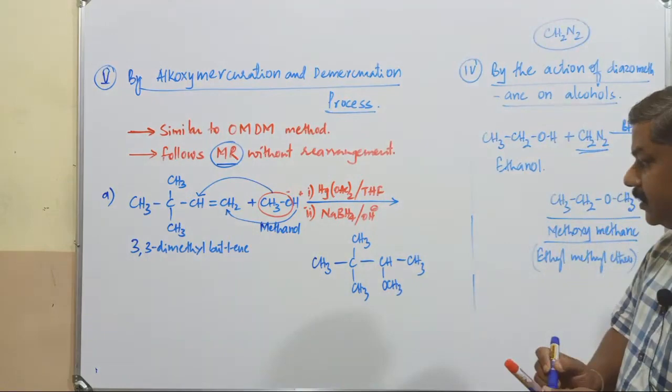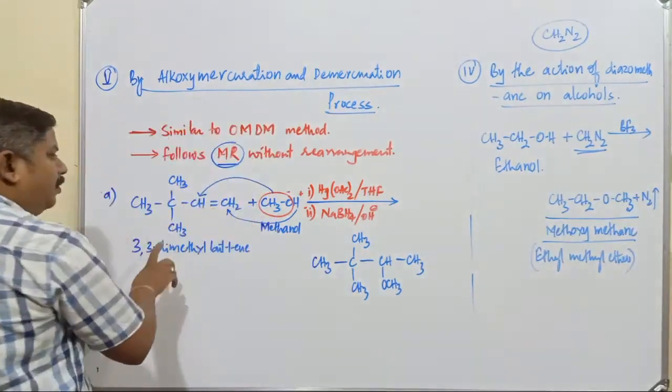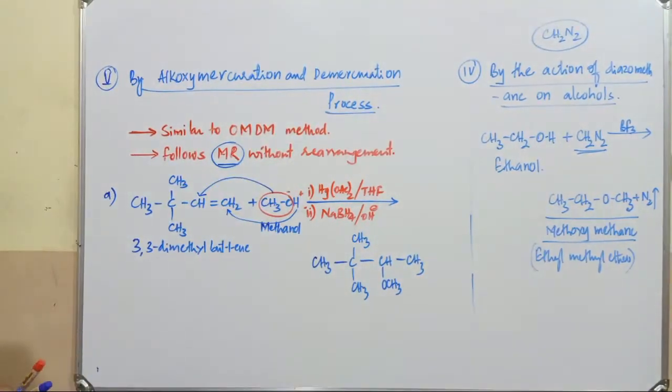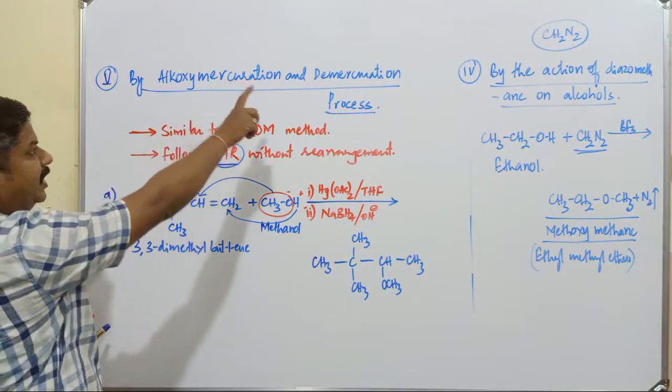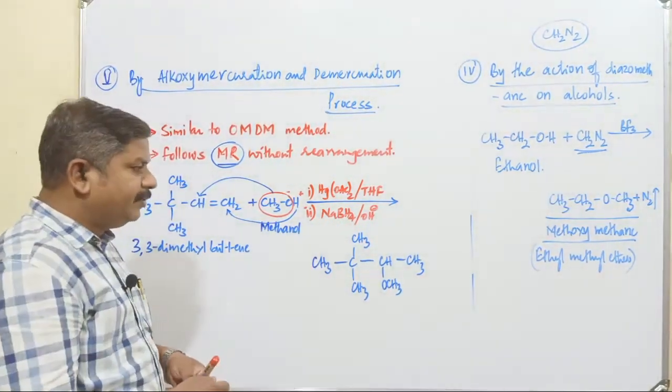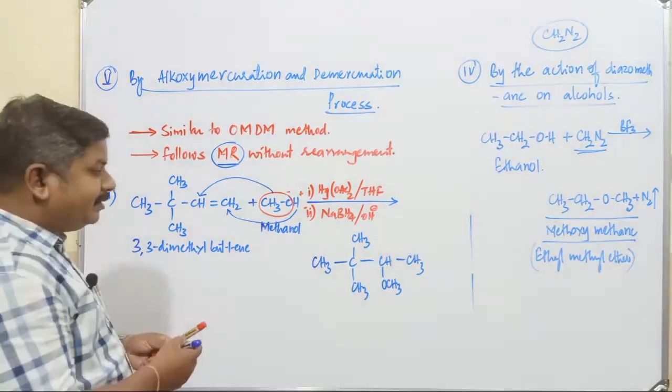It is an ether compound which is obtained by addition of alcohol over alkene, and this process is called alkoxymercuration. There it was oxymercuration, but here it is alkoxymercuration and demercuration process. Now this compound is obtained as a product here.